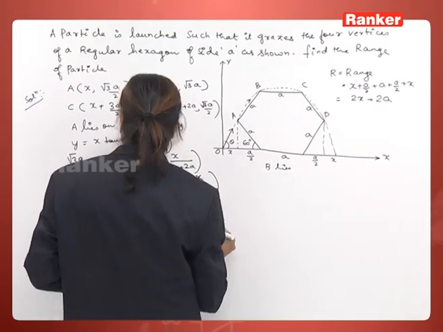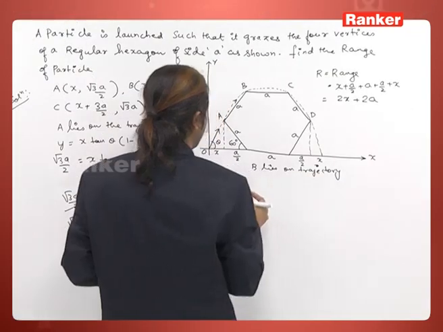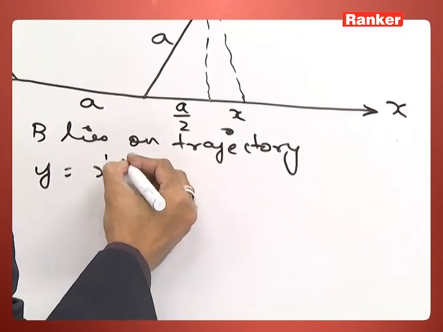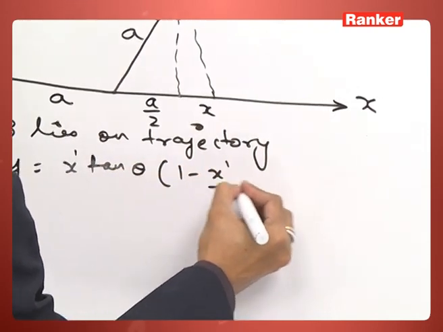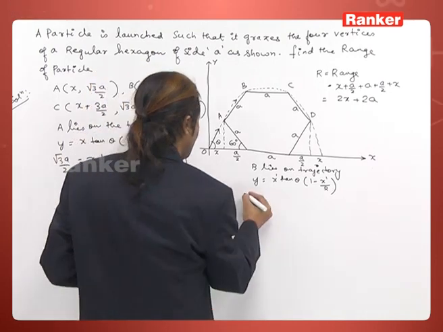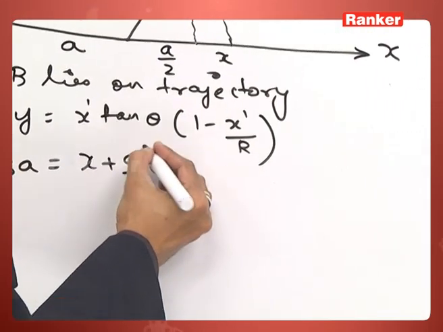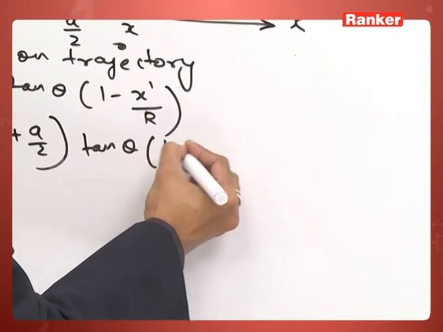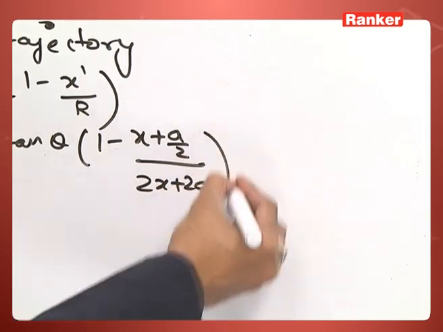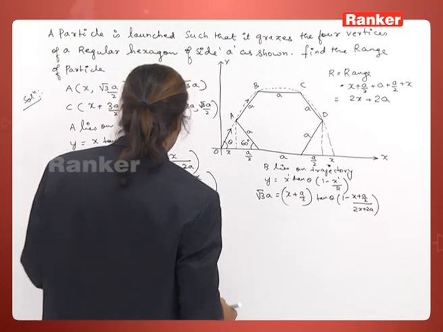Let us say this is equation 1. Now similarly, B lies on the trajectory. So for B, I will write y is equal to x dash tan theta into 1 minus x dash by r. So y becomes here root 3a, x dash becomes x plus a by 2, into tan theta, 1 minus (x plus a by 2) divided by (2x plus 2a). So I will compare this, or I will divide this.